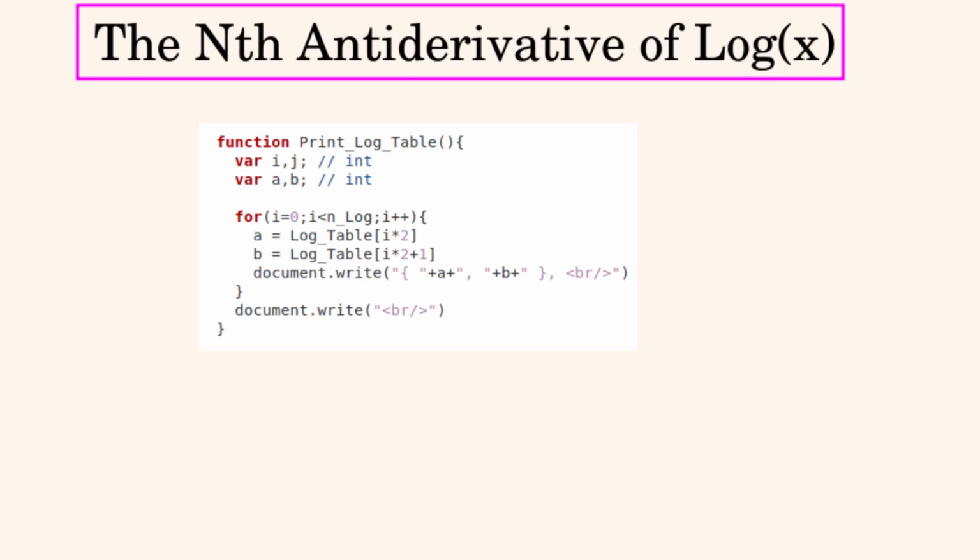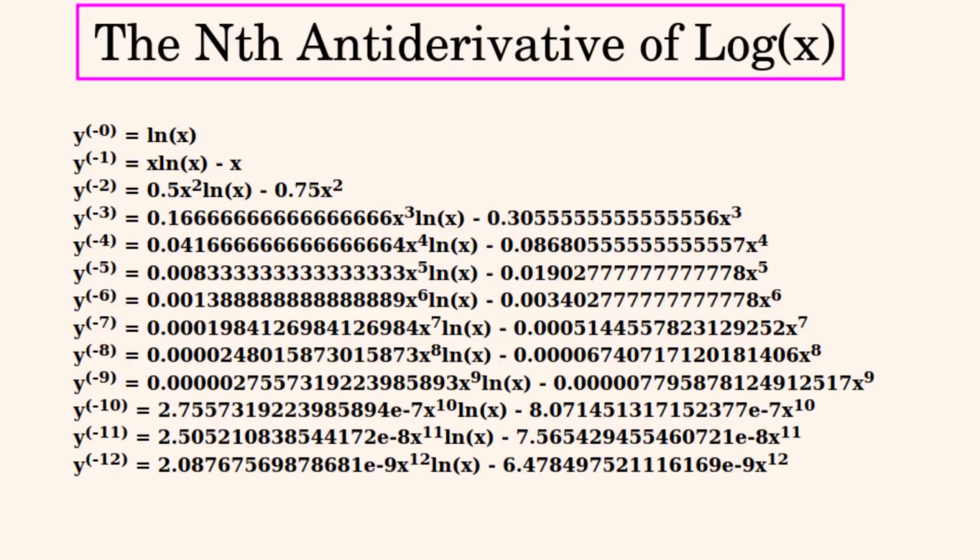And this is the function to write out the constants as they are stored in the array. This function is fairly straightforward. And so this is the printout of the table showing the first 12 antiderivatives of log x. The function always remains simple, but the constants get smaller and much more complicated. I can't think of any uses for it, except that it shows that the nth antiderivative of log x can easily be found.